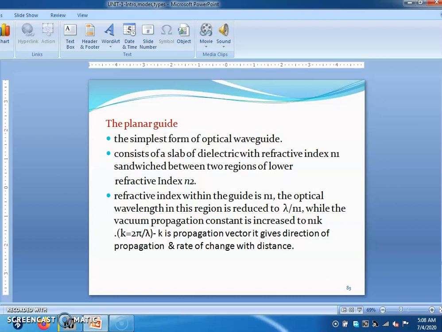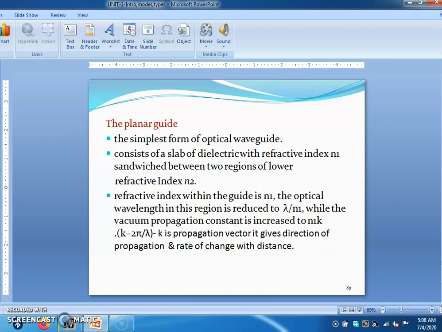So, the refractive index within the guide is n1, and what is the optical wavelength in this region? It is reduced to lambda by n1 because that material is different when compared to air. So that material is having a refractive index of n1. What is n1? n1 is a ratio of velocities. These velocities depend upon the material. So when compared to air, the core is made up of a different material.